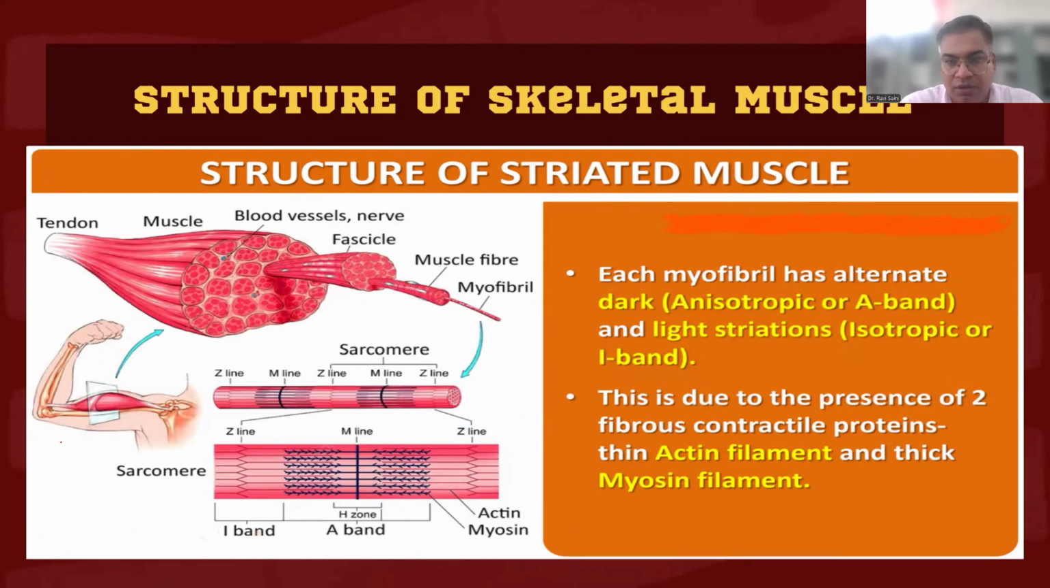Now, if we take one myofibril, it has alternate light and dark bands. The A bands are also called anisotropic bands or dark bands, and the light bands are called isotropic or I bands. Due to the presence of these alternate light and dark bands, we call them striated muscles. One myofibril or myofilament is made up of two proteins, actin and myosin. They are also filamentous proteins.